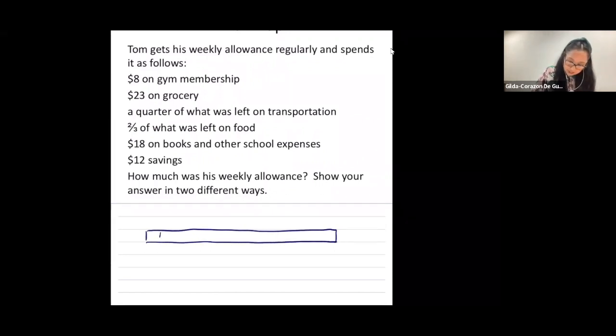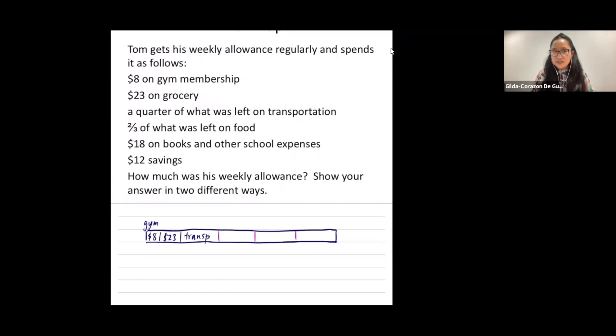Okay, now we know that this is spent on gym, right? And then we've got $23. We do want to draw our bars so that if one is smaller, then we just make it smaller than the other. Okay, so now we've got the next statement. It says a quarter of what was left on transportation. So if it's a quarter, then we might want to divide that remaining bar into quarters. And this is now spent on transportation, right?